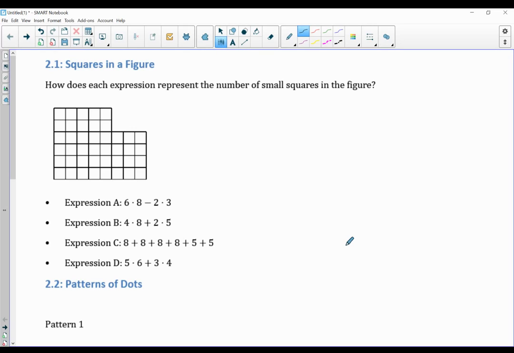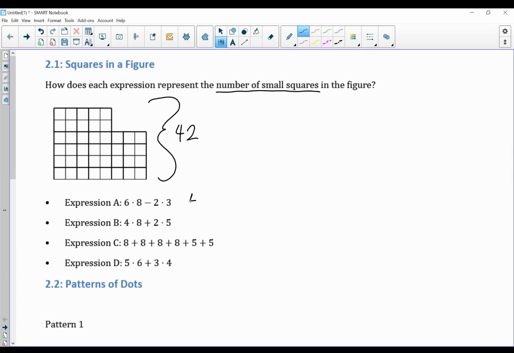All right. We are going to start with the warm-up. So I'm going to need to look at how many squares are here. If I count this entire thing up, I see that there are 42 squares. So hopefully you saw that as well. So then I'm just going to start with expression A.